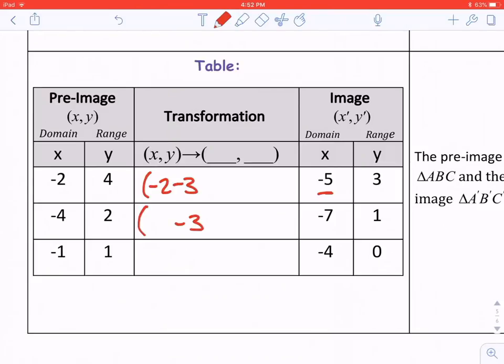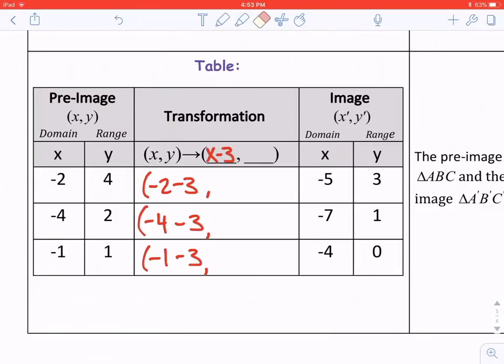So for instance, if I take -4 minus 3, would that give me -7? Yep, sure does. And then -1 minus 3, does that give me -4? So it looks like we have figured out the rule for the x values. We have -3 or left 3 for our transformation or translation, we should call it. Let's look at the y's now.